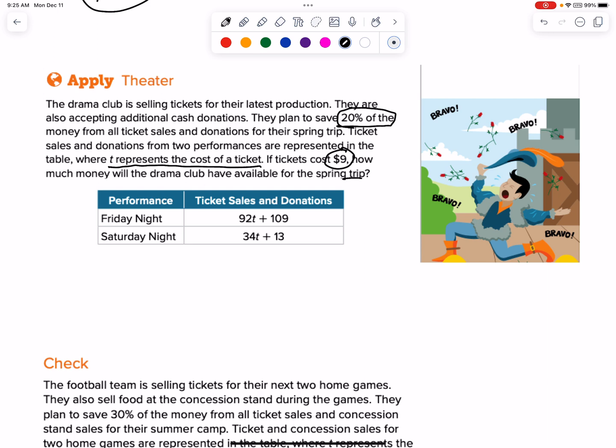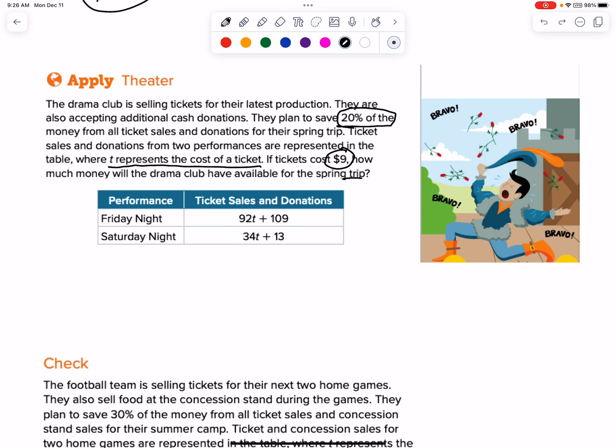Okay, all right, so down here in our table, we have Friday night and Saturday night, so we need to find out the total amount of ticket sales and donations, so that we can then find 20%. Technically you could plug $9 into this ahead of time and then add it. But the point of this is to add those together as expressions and then plug in the 9, so that you're plugging in the 9 to a more simplified problem.